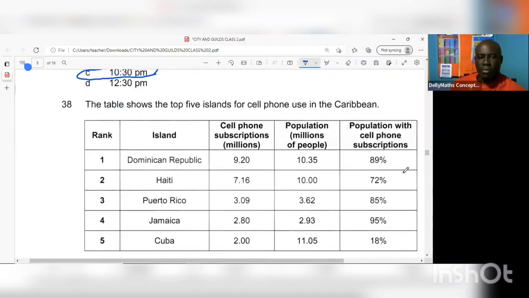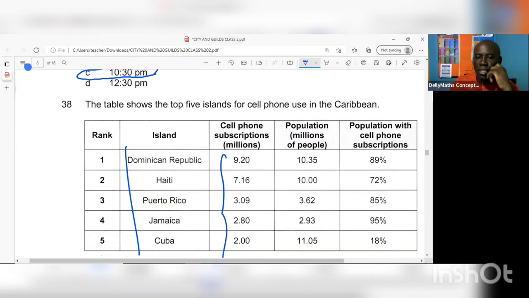Let's look at this table, put this thing somewhere over here. All right, so the table now, it says the table shows the top 5 islands for cell phone users in the Caribbean. All right, so we're looking at them. We're seeing the subscription here. So these are the islands here, the cell phone subscription.